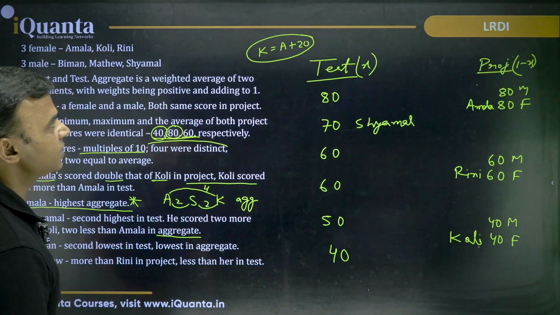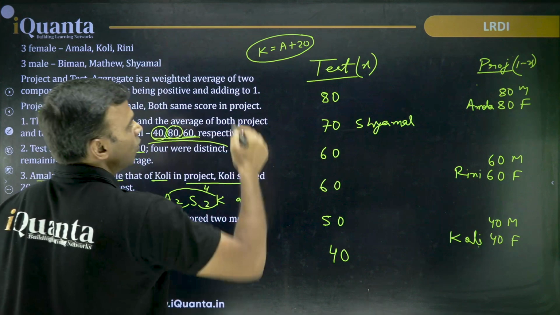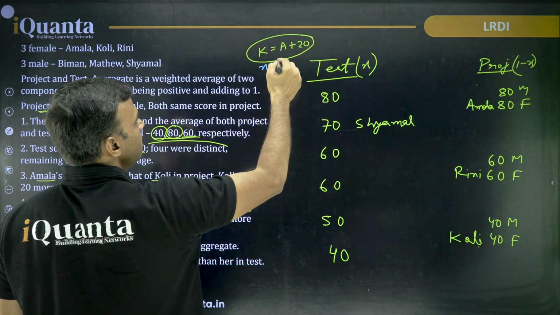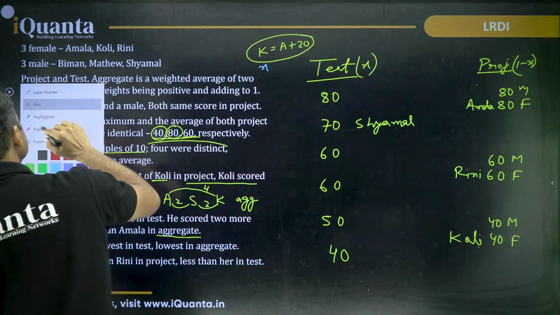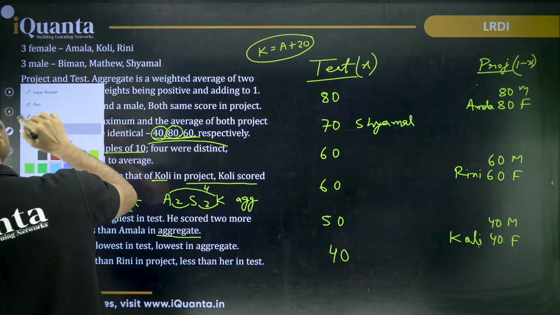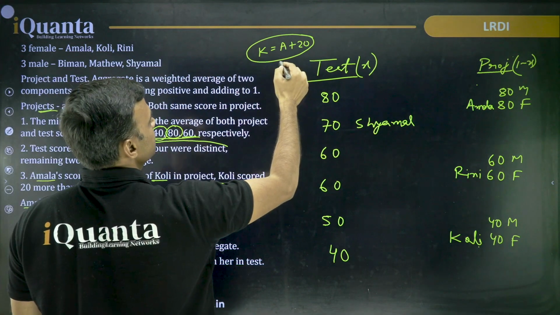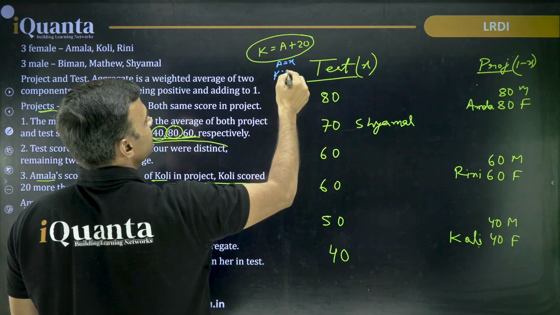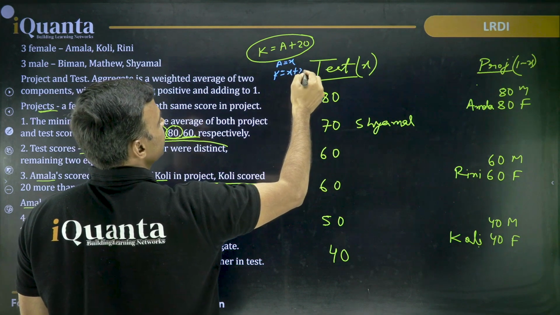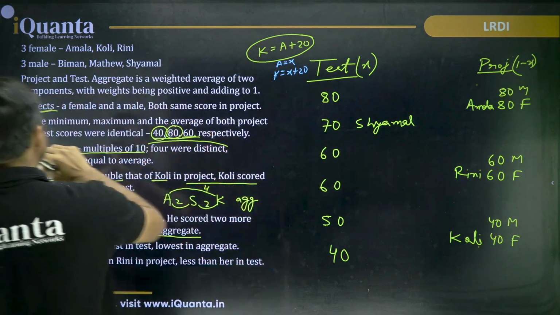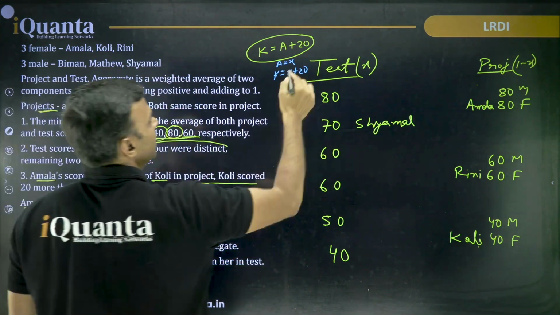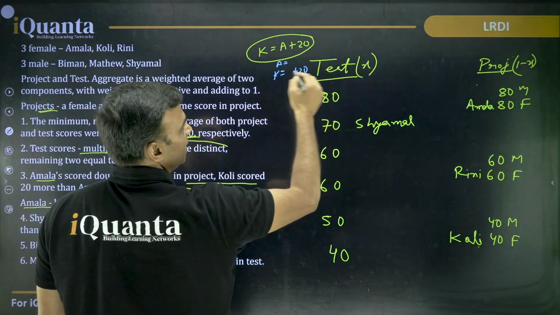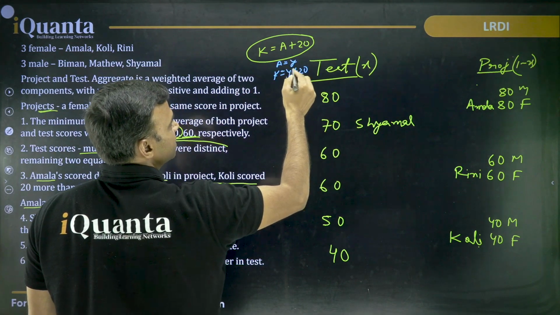How do I calculate the scores? If I assume Amla's score to be x, then Kohli's score will be x plus 20. That is in test. But we cannot repeat x. Okay, so let's change the variable there. Let's take it as y and y plus 20 because x is already used. So y and y plus 20.